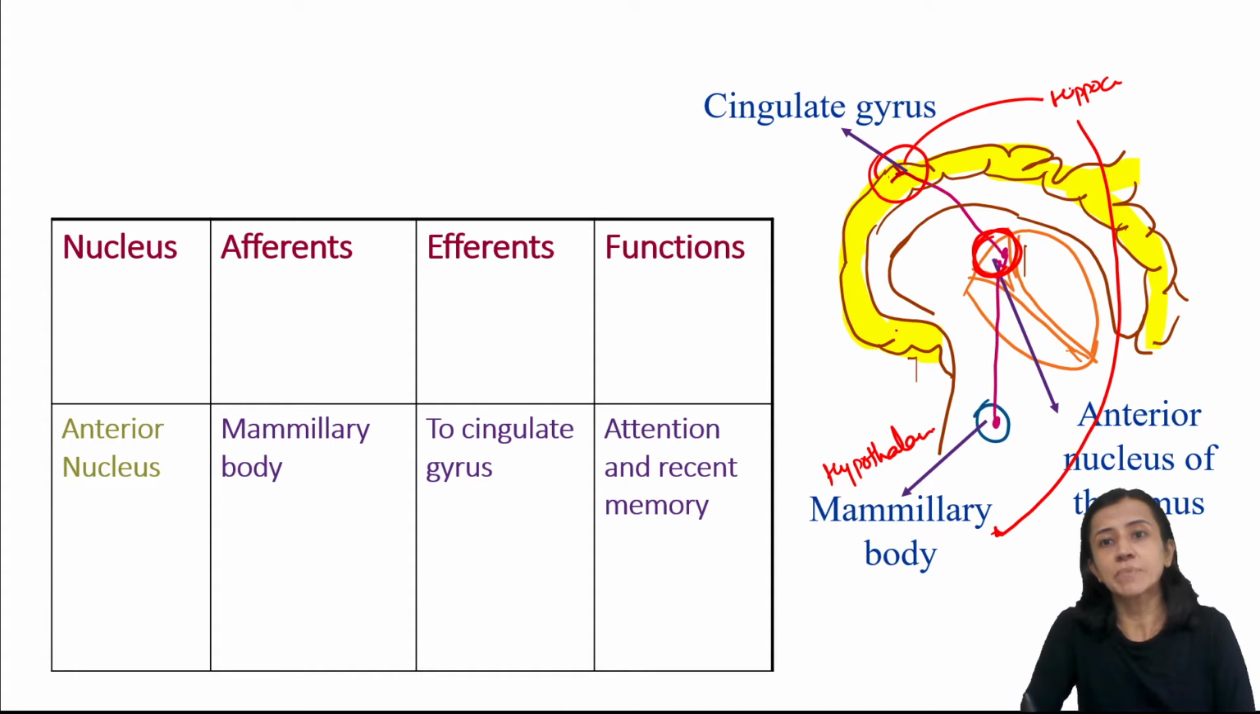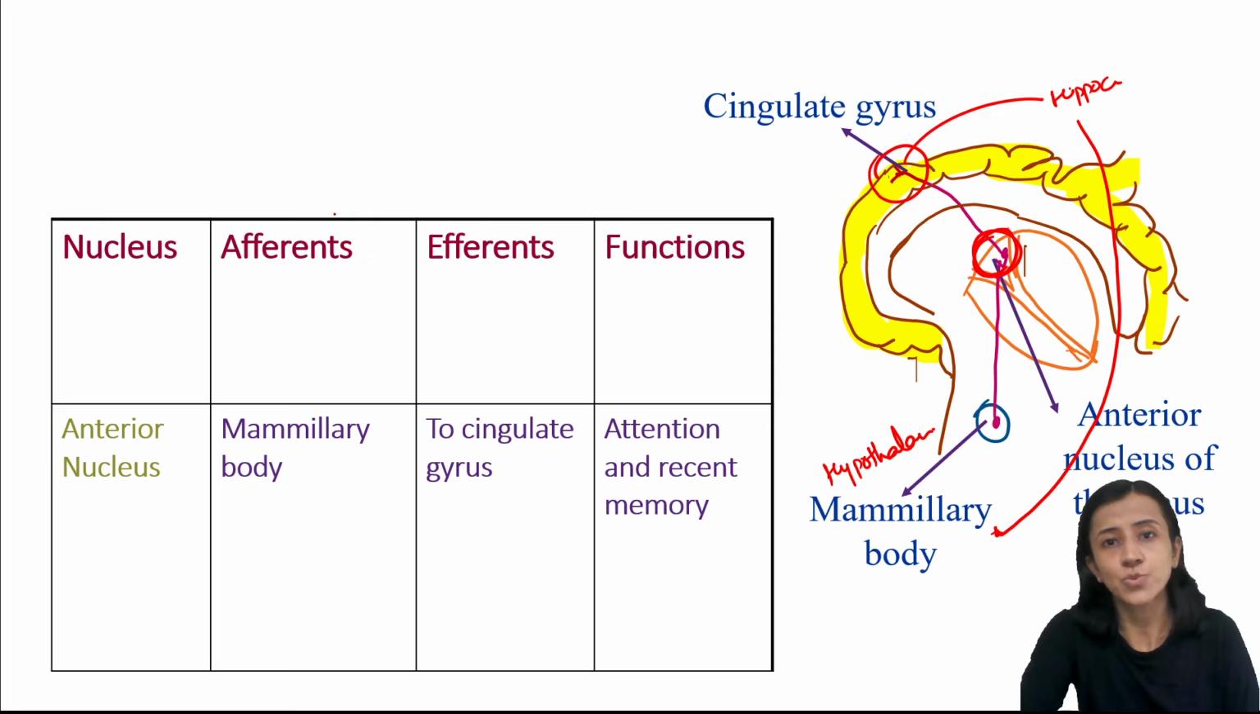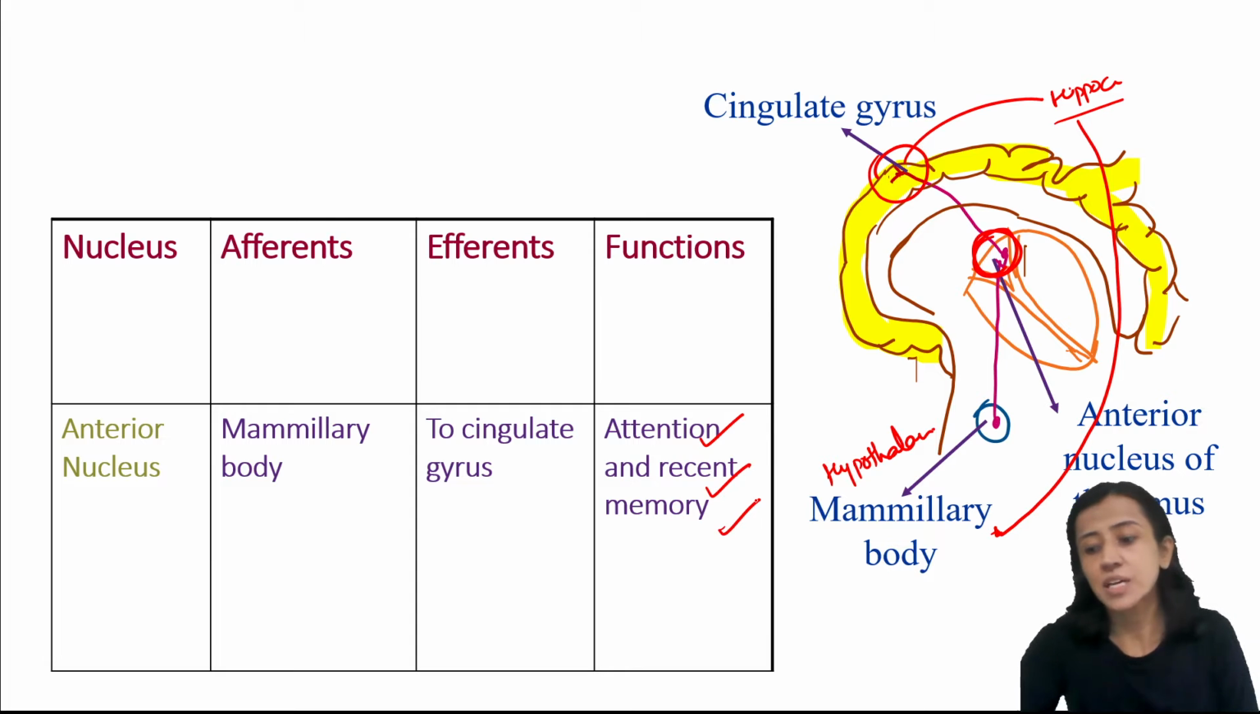So this is known as the Papez circuit. I'll just draw it again. I'll show you. Mammillary body to thalamus, the mammillothalamic tract, then thalamus anterior nucleus to cingulate gyrus to hippocampus, again back to mammillary body. Okay, so this Papez circuit is very important for attention, recent memory, and emotional behavior.